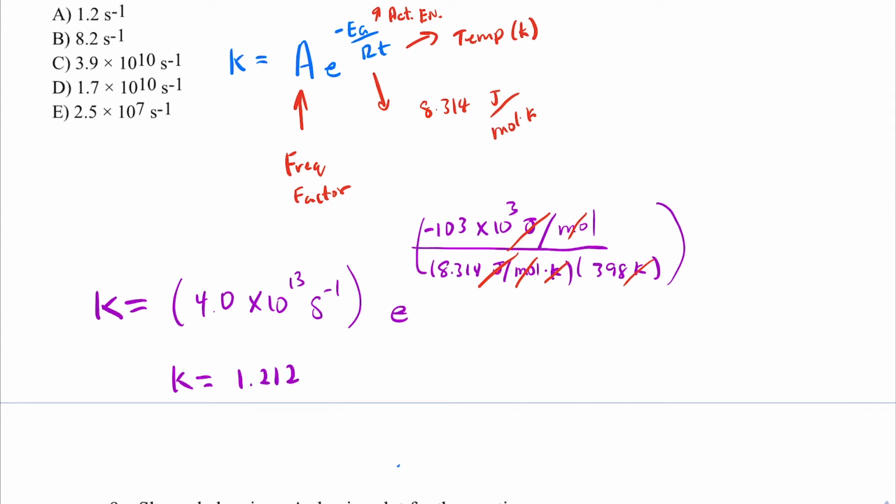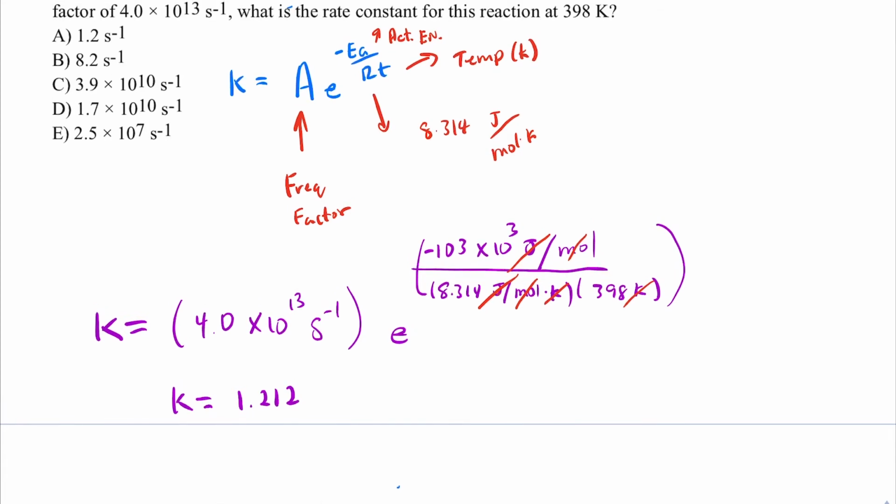Now, let's look at our options and look at our significant figures. Looks like 2 sig figs is what we're going to, so it's going to round to 1.2. And remember, all the units canceled up top, so all I'm left with is reciprocal seconds. Well, that's my answer. Let's take a look at our options. It looks like our answer is A as a result.